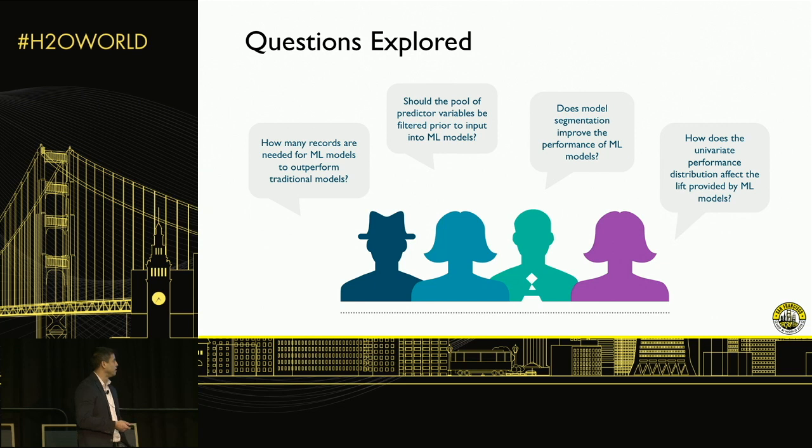Should the pool of predictor variables be filtered prior to inputting ML models? General guidance is you just throw everything in. Let the models pick out which is important, what contributes to the model, but is it actually the best way? Should you be filtering it? Because when you do traditional models, you filter the variables, you get it down to a reasonable set, then you build a model, say, with a stepwise regression model.